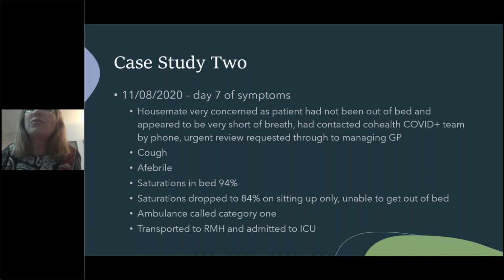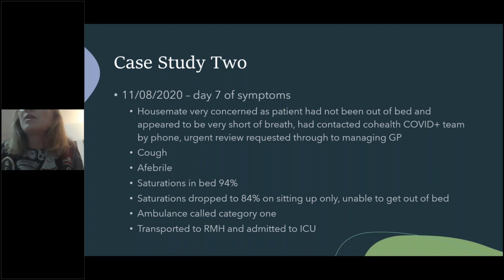So when I rang through to her, she had cough. She was afebrile and she was saturating 94% lying in bed. So there's myself on the phone talking to a TIS interpreter who's talking to the housemate on the phone and then talking to the patient. So it's not an ideal way to assess a patient, but it's what we had. Anyway, I said, let's get her out of bed and see what happens when she stands up and sits down a couple of times.